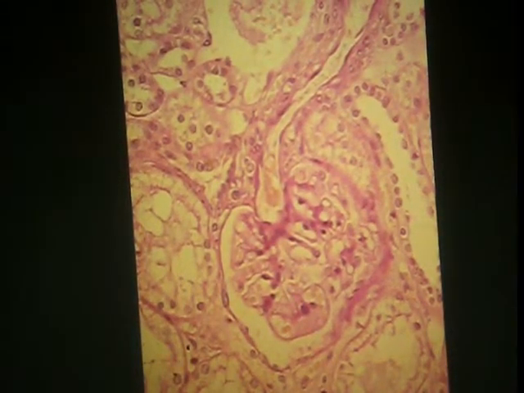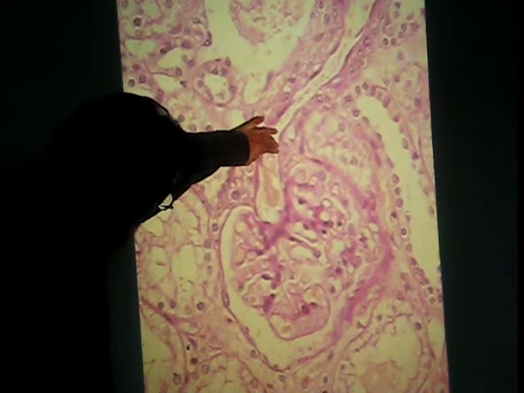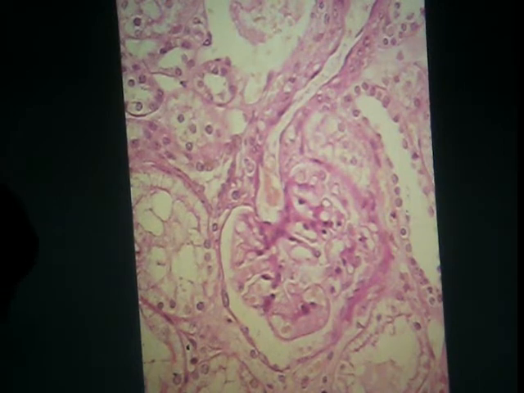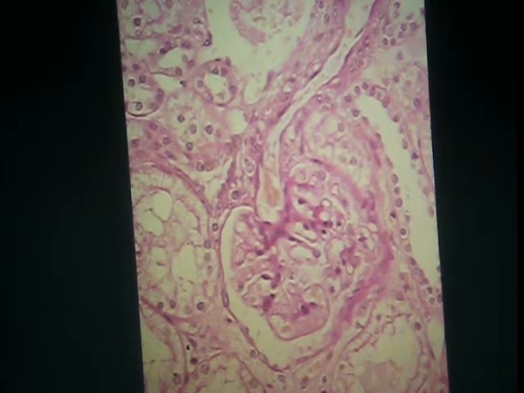Okay, here it looks like we have an afferent arteriole coming in. We've got a vascular pole, and I don't see what I would call the macula densa there.